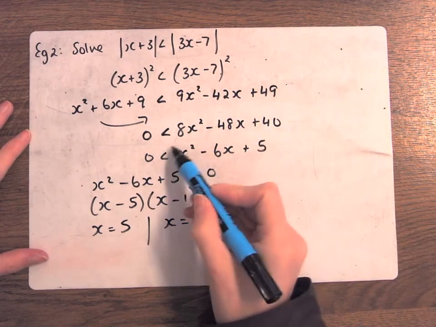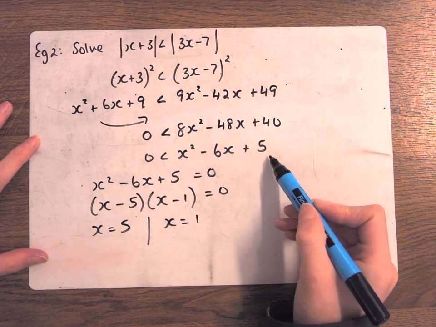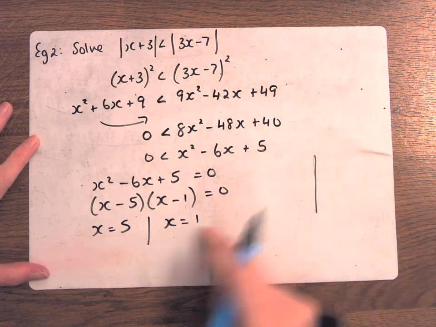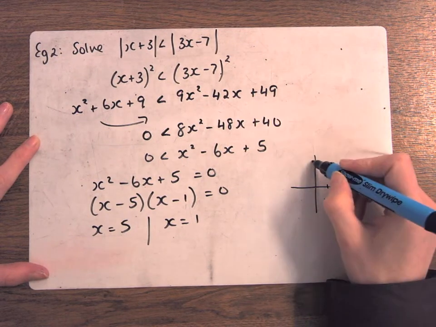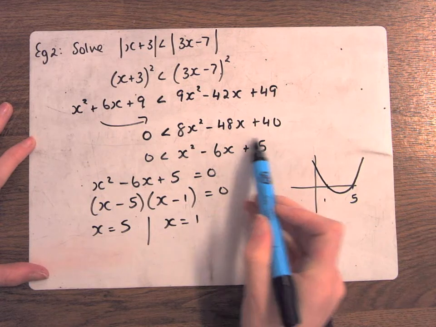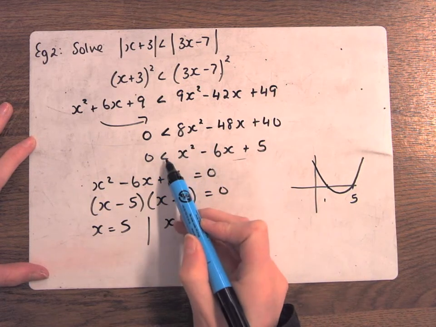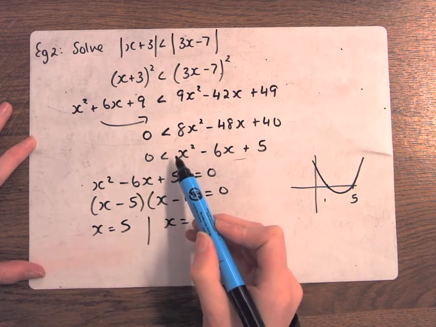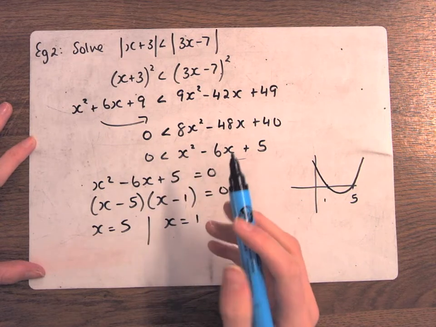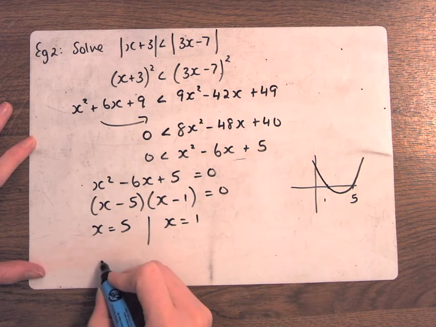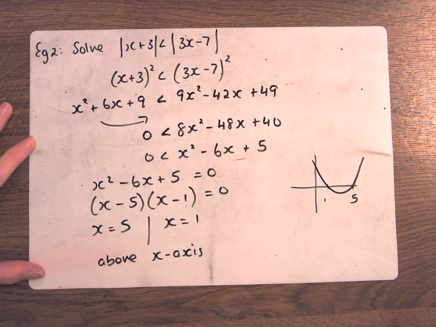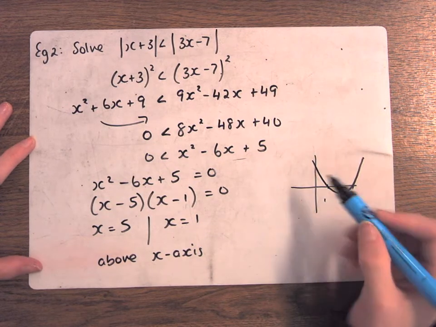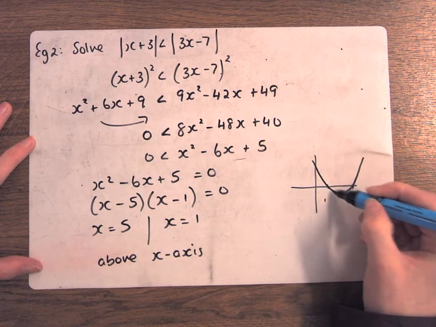So, looking at this, is that U-shaped or N-shaped? U. I'm going for 1 and 5, and it's a U. Now, this here, is it greater than 0 or less than 0? Greater than 0. Greater than means above. Lovely. Above the x-axis. So above the x-axis is all, this is below in there, so it must be all of this.